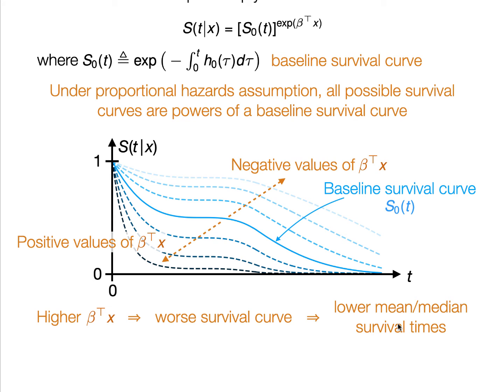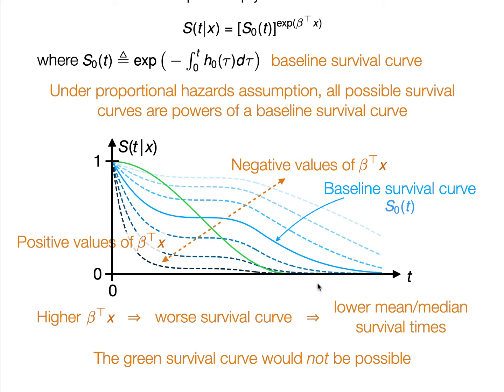Okay, so that's what is happening here. The green curve would not be possible under a proportional hazards assumption if your baseline survival curve S sub 0 is this solid blue curve in the middle here. Basically, you cannot get crisscrossing behavior under the proportional hazards assumption.